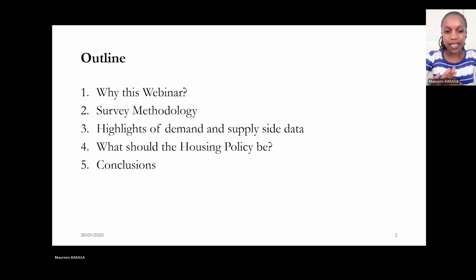And the final bit will just be understanding what the housing policy should be. Then we'll be making some conclusions on the same. So I'll be taking you through the first bit on the survey methodology and highlights of demand and supply side. Then Kwame will be doing what the housing policy should be, and finally the conclusions.